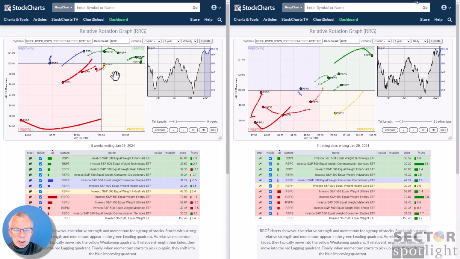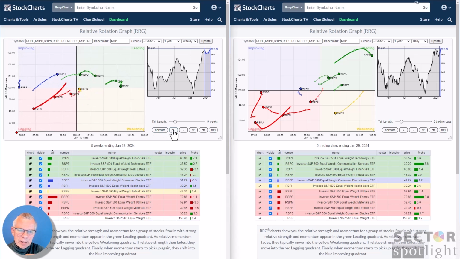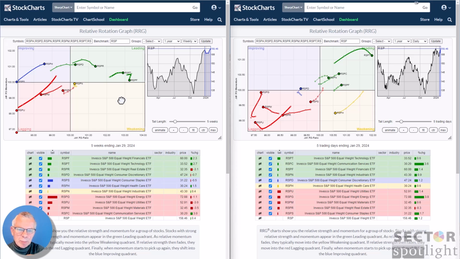If we start on the weekly, you can see how that leading quadrant is way better populated than it was on the cap weighted. So we've got consumer discretionary actually moving into the leading quadrant. That is a very different tail, a very different rotation than what we saw on the cap weighted version. We got real estate pretty much in the same position. We got technology actually looking way better than on the cap weighted version, because it's moving just to the right, just continues to pick up relative strength without hardly any loss of relative momentum. That is a very different picture than what we saw in the cap weighted.